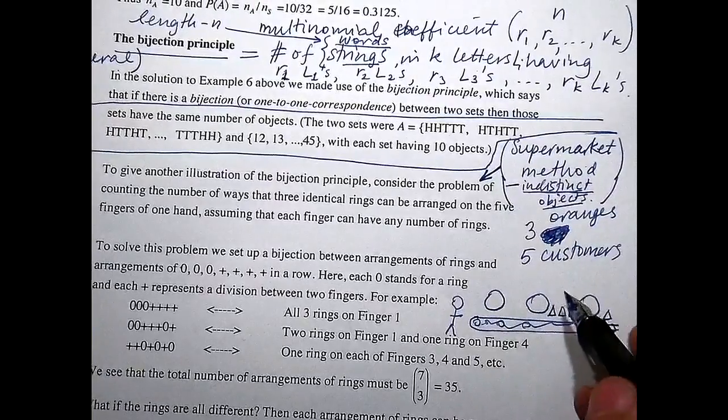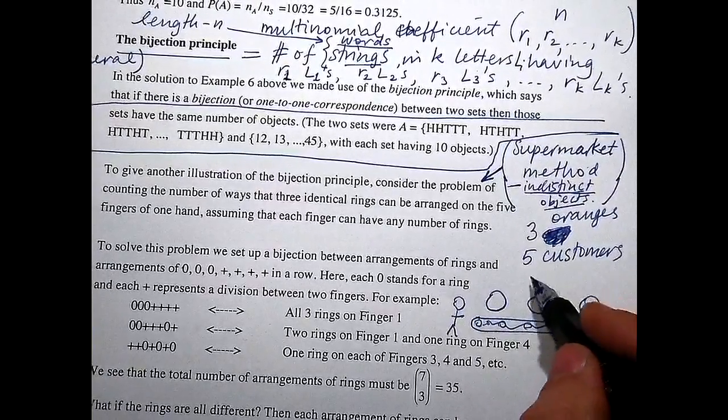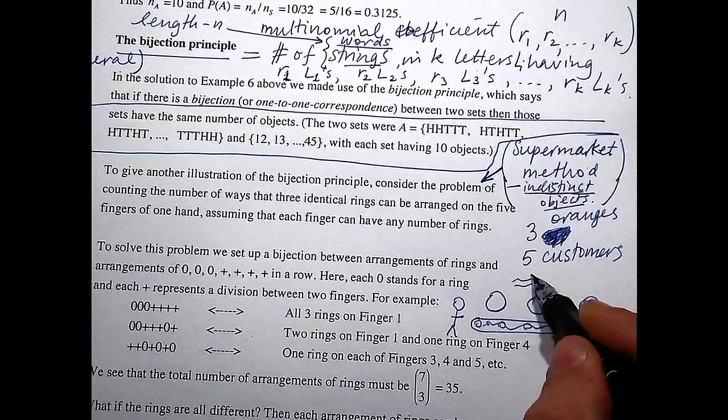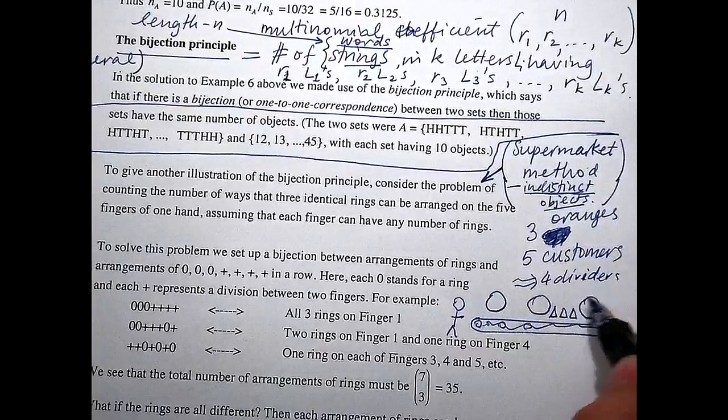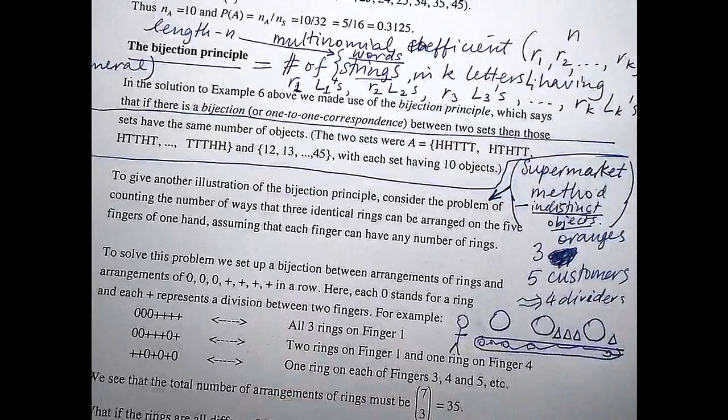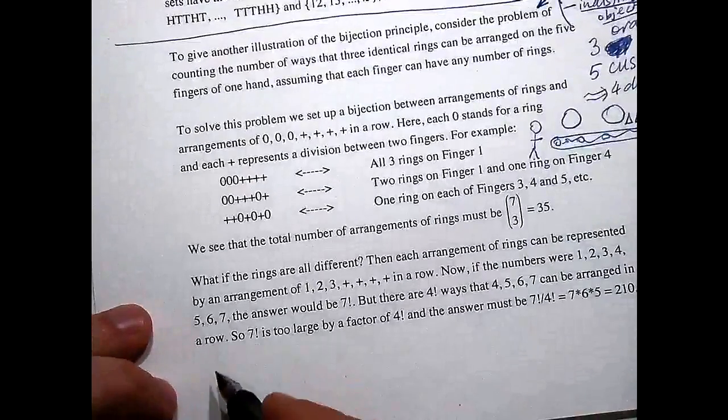3 oranges and 5 customers. So 5 customers implies 4 dividers. The little triangles I've got on the right here are dividers, and they correspond to the pluses. The plus means nothing other than move to the next finger. You mustn't have 5 dividers, because otherwise it wouldn't be a bijection. Some of the things would not be meaningful because they would have an orange past the 5th divider.